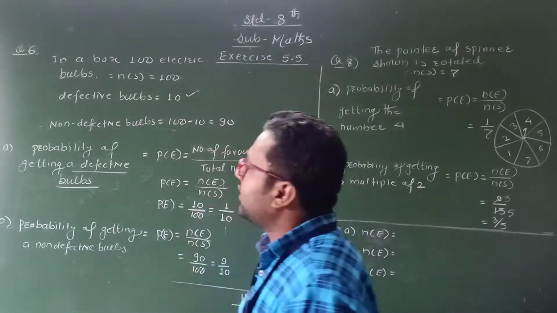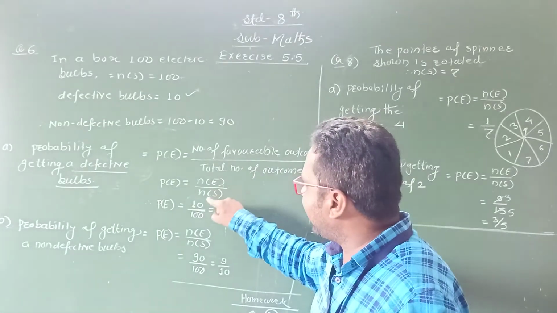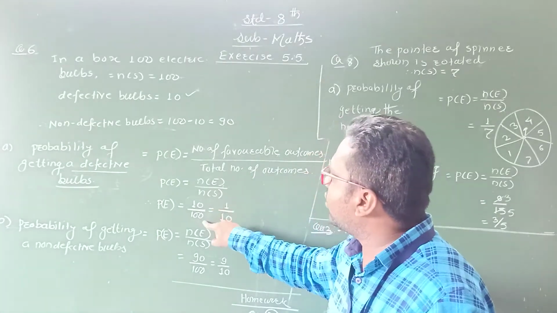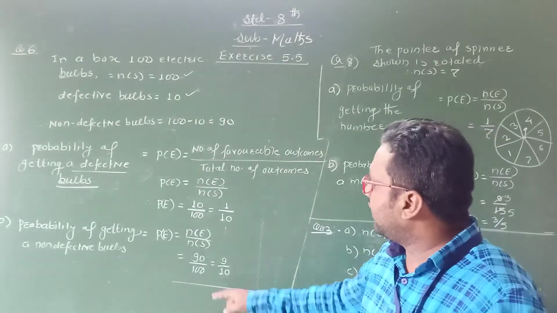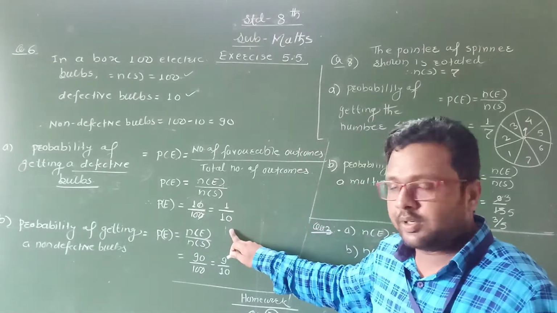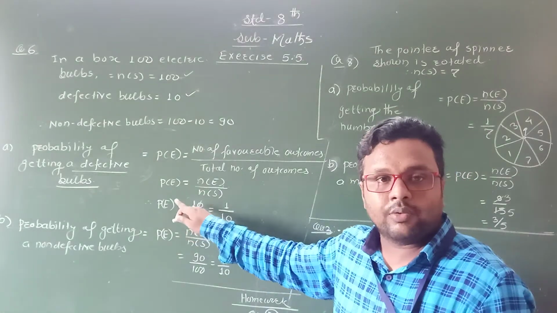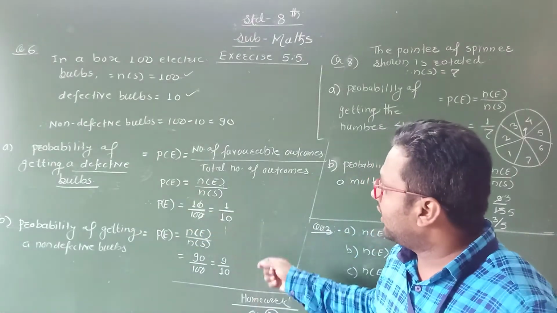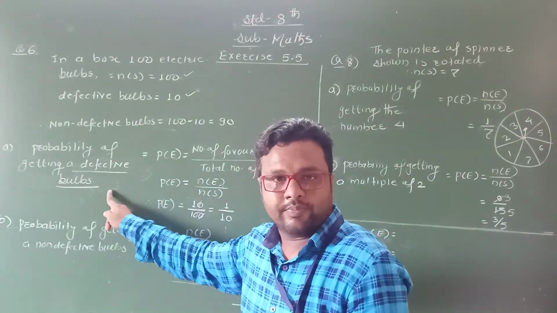How many defective bulbs are here? 10 defective bulbs. Therefore, we put N of E as 10. N of S, that is the total outcomes, 100. 100 bulbs are there. Therefore, 10 upon 100 in simplest form is what? 1 upon 10. We can cut 0 in the numerator and the denominator. Then we get 1 upon 10. Okay. 1 upon 10 is the probability of getting a defective bulb.